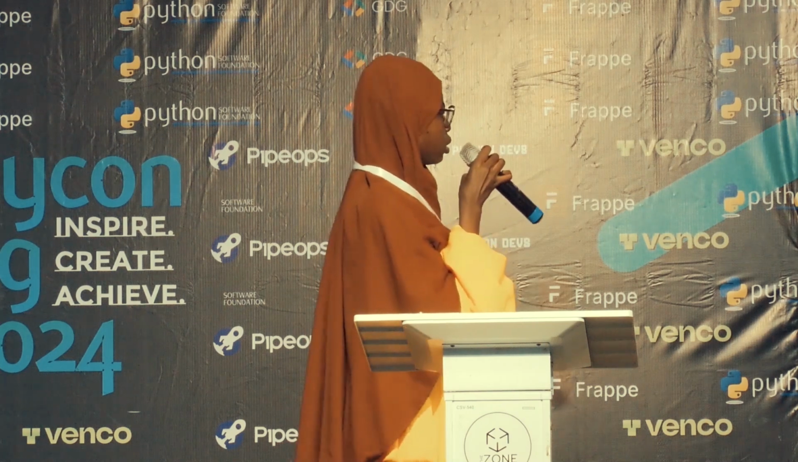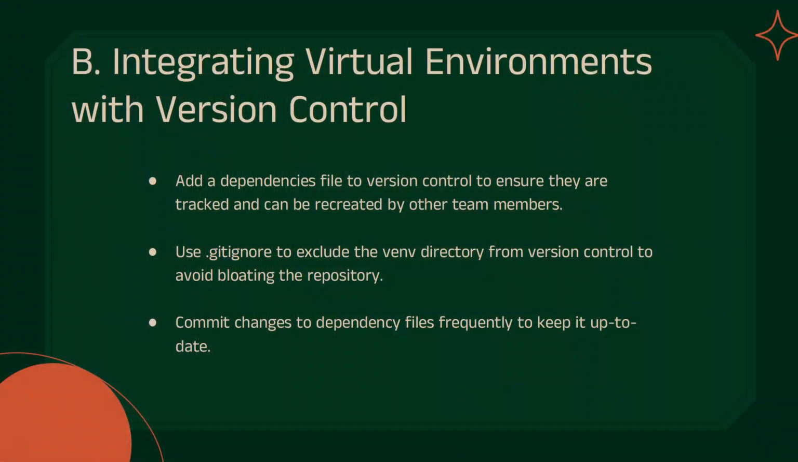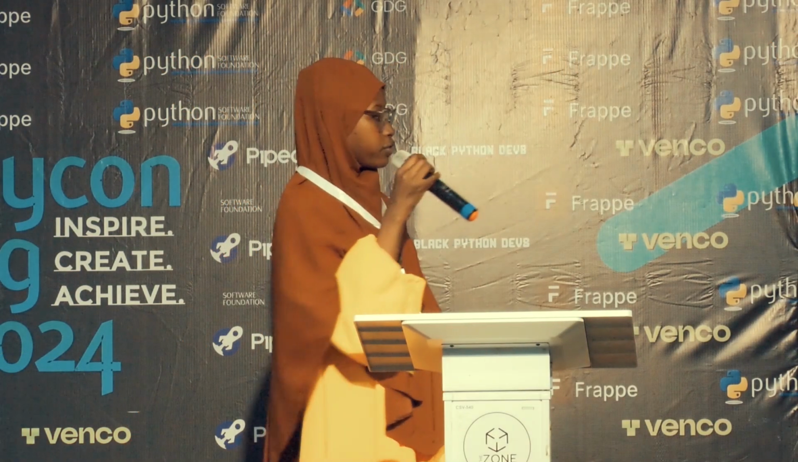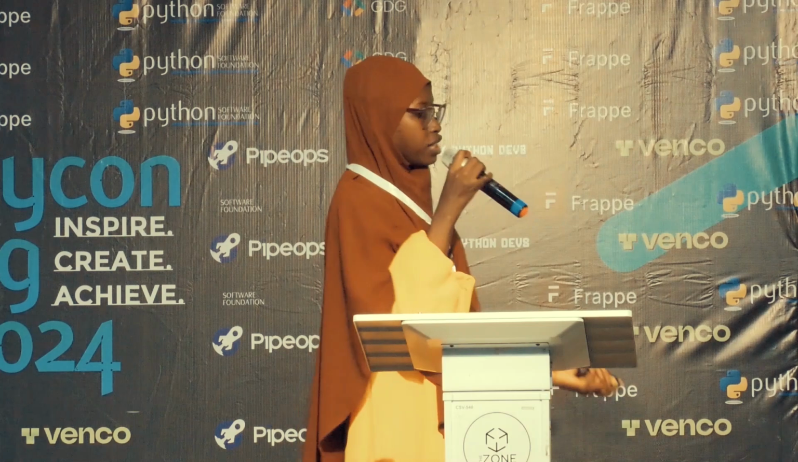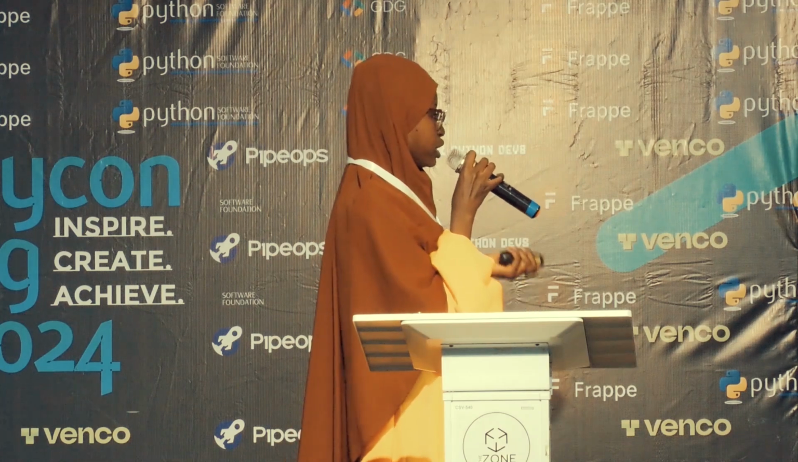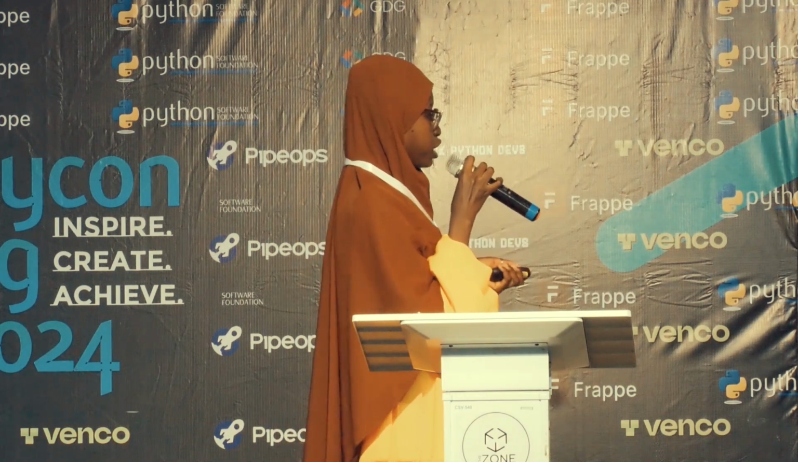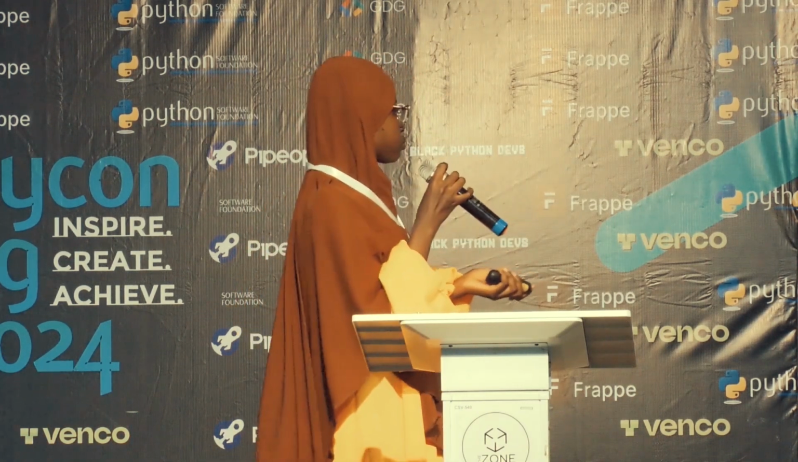So the second one is on integrating virtual environments with version control. So you can do this by adding a dependencies file to version control to ensure they are tracked and can be recreated by other team members. You can also use .gitignore to exclude the venv directory from version control to avoid bloating the repository. And then finally, you commit changes to the dependency files frequently to keep it up to date.